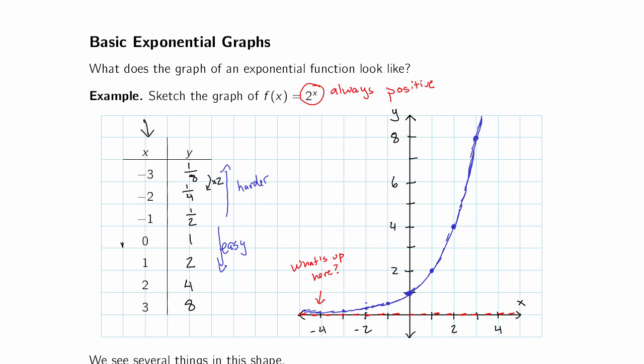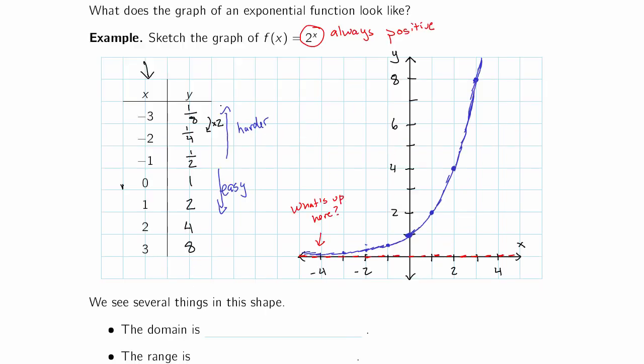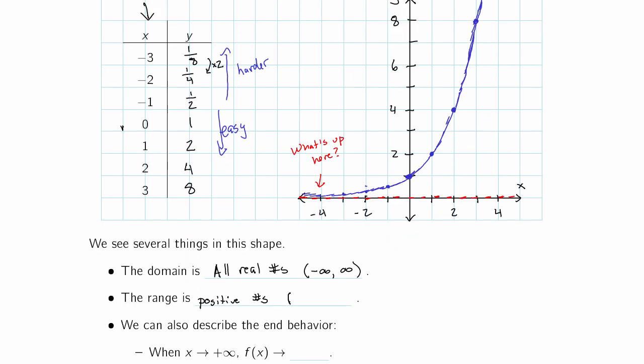So let's see what we see in this graph. Certainly any number I put in for x, I can take 2 to that power. The domain is all real numbers. If you absolutely love interval notation, you could say -infinity all the way to infinity. The range, well, we can get as small a positive number as we like, but we'll never get quite down to 0. So the range is just positive numbers, which we could write in interval notation as 0 to infinity.